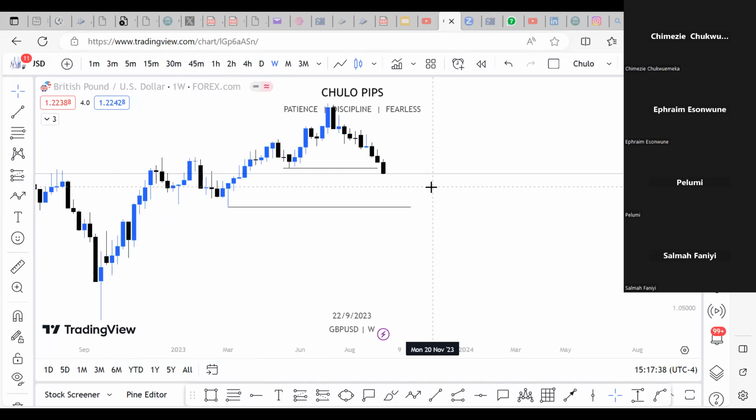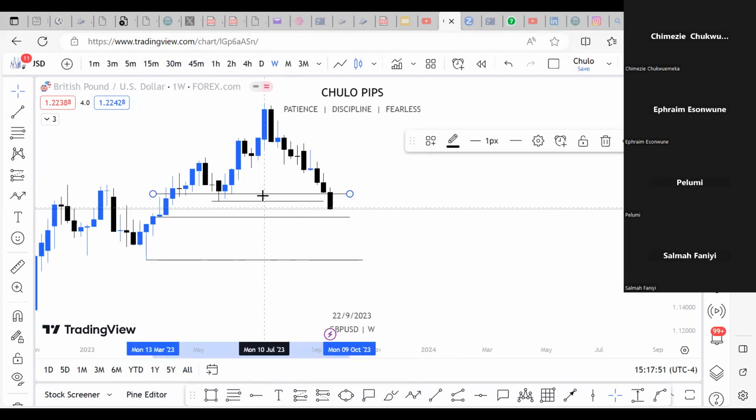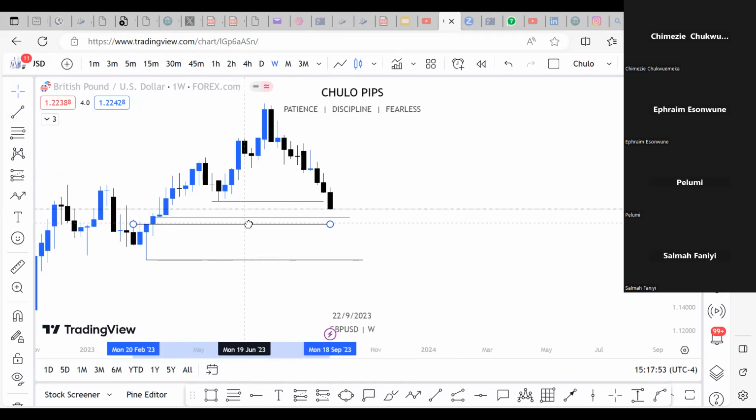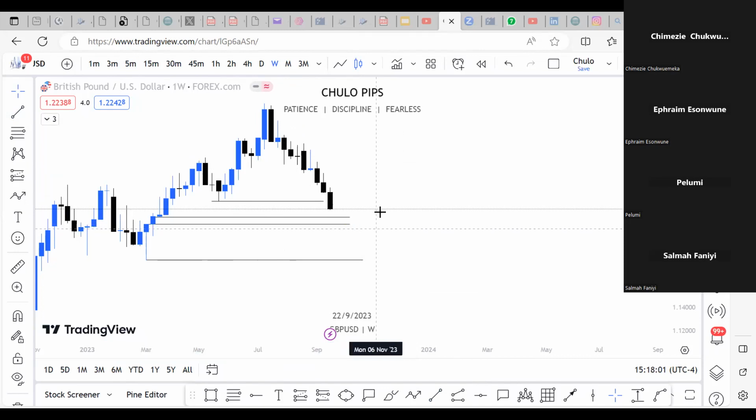And another reason why I will be looking for shorts on GBPUSD is there is another fair value gap here that price is going to come and fill up. So that's extra confirmation that price will still drop down this week.